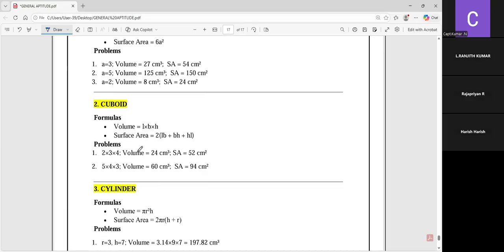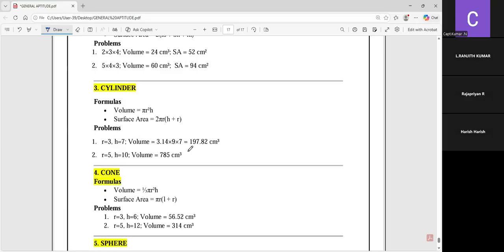Next, cylinder, and these are important. What is the volume of the cylinder? Pi r square h. Surface area 2 pi r into h plus r. So see, the radius is given as 3. Height of the cylinder is 7. Volume is nothing but pi 3.14, r square 3 into 3, and h is nothing but 7. We can answer by direct substitution.